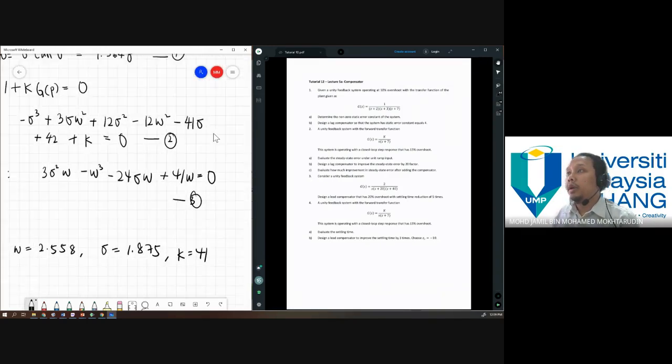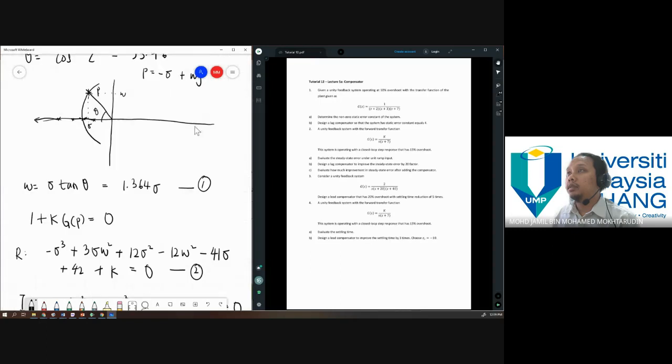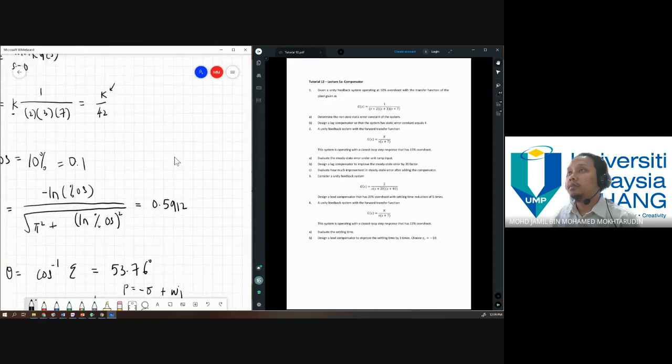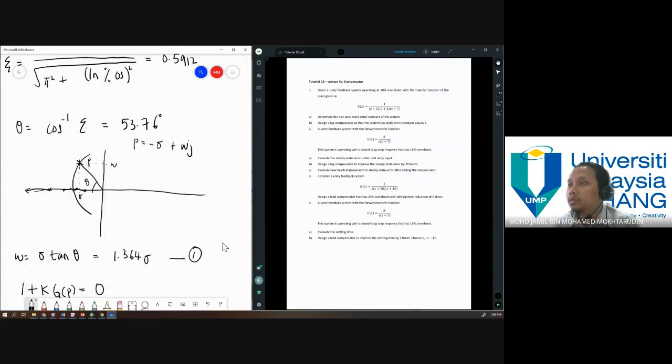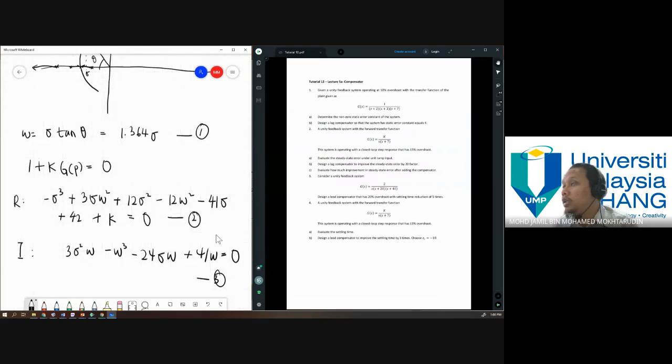So go back to finding the static error constant that we did not finish calculating earlier. Okay, so Kp equals K over 42. So 41 over 42. You get 0.9762. Okay, so this is the static error constant. So to find the static error constant, you need to find K first. And then we get our static error constant. Then we can go to question B.